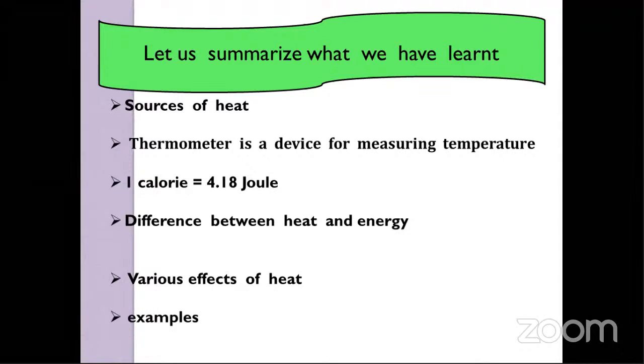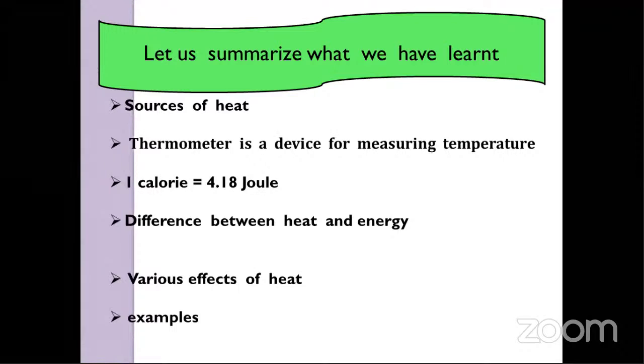Also, we learned the equation 1 calorie is equal to 4.18 joule. This is important, so remember it, because we use it in our examples while we solve them.